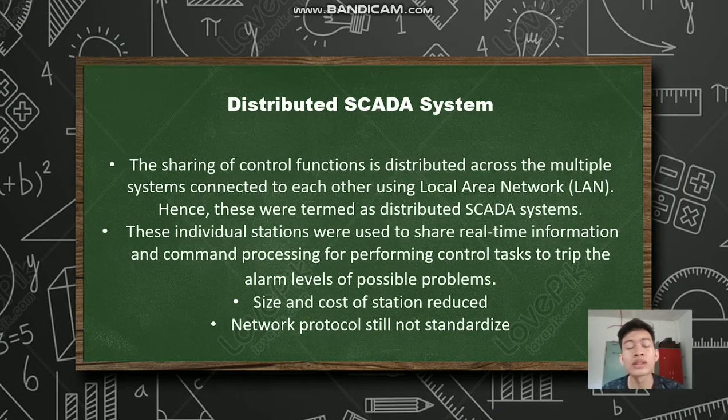Second generation, the distributed SCADA system. The sharing of control functions is distributed across multiple systems connected to each other using the local area network. Hence, this was termed the distributed SCADA system. These individual stations were used to share real-time information and command processing for performing control tasks to trip the alarm level of possible problems. So the size and the cost of the station are reduced, and the network protocols are still not standardized in the distributed SCADA system.